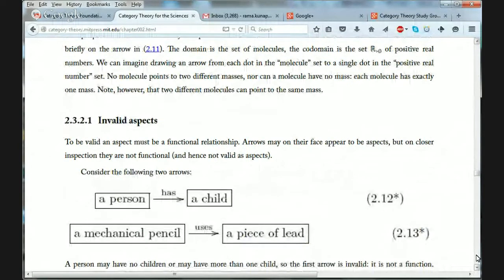And then he contrasts his aspects, which are functions, with invalid aspects, where a person has a child is invalid because a person can have multiple children or no children. So it's not really one-to-one between person and child.